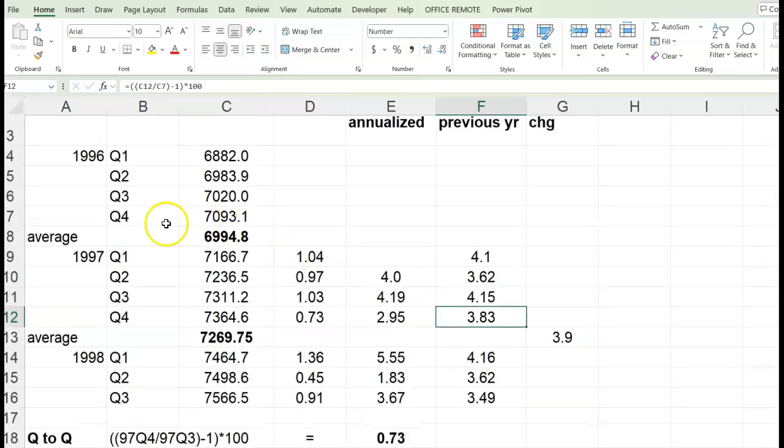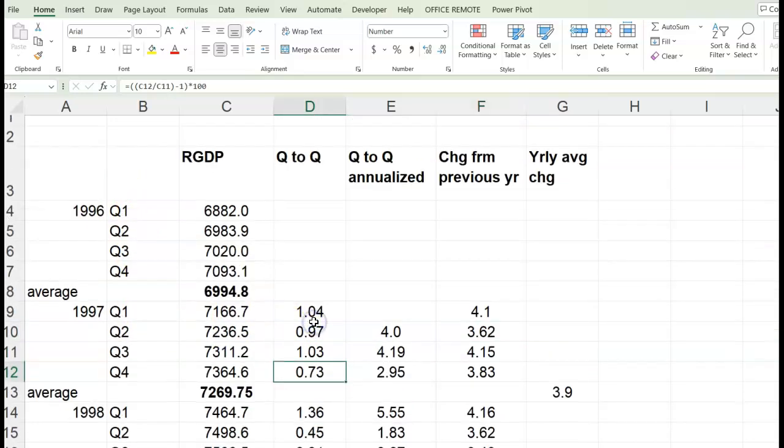Again, you could do the same thing with monthly numbers. Period to period is, let's say, March 2025 over April 2025, minus 1 times 100. That's going to be your month-to-month percent change.